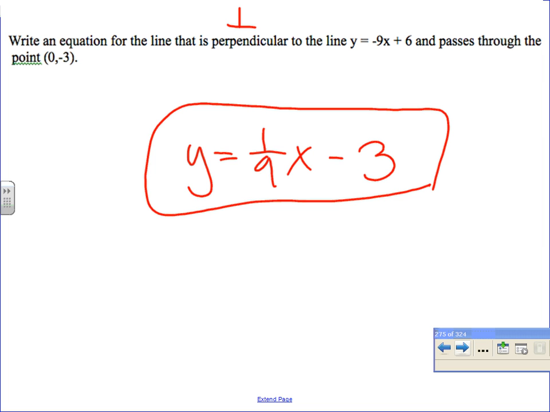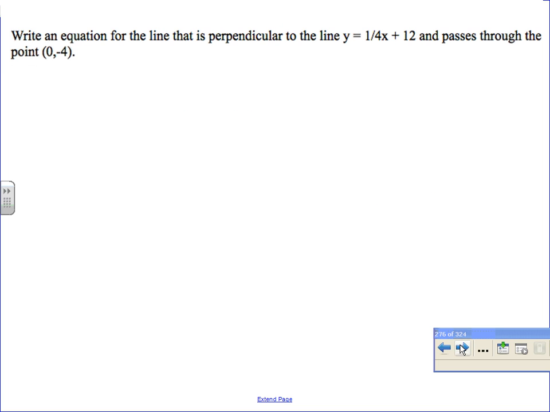Go ahead and do that last one in that example. Perpendicular to y equals 1/4 x plus 12 and goes through (0, -4). Do your slope again. Don't forget your x, please. Make sure you always have the y and the x there. Look at your slope again.